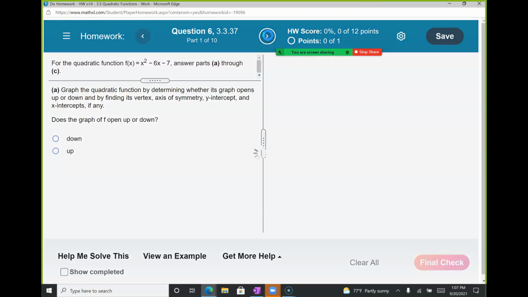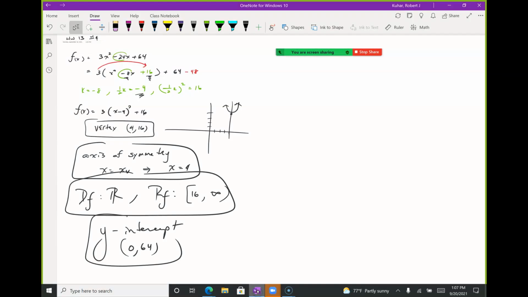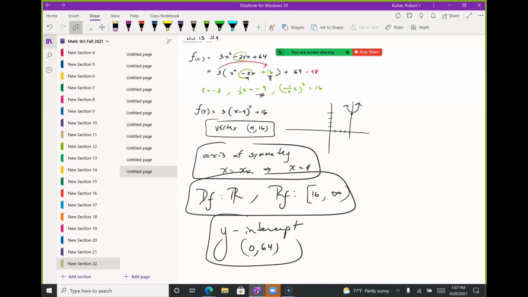Let's do one more. All right, here we go. Quadratic function negative 2x squared plus 2x minus 5. And let's see if we can do everything we can with it. So what would I want? I'd want a vertex form. I'd want a graph. I'd want the vertex, axis of symmetry, domain, range, intercepts. That's about it. Everything I can think of that I would need for a quadratic.